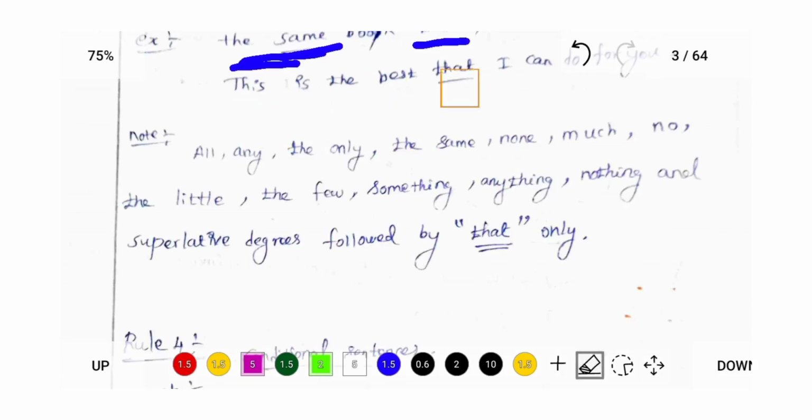And some words: all, any, the only, the same, none, much, no, the little, the few, something, anything, nothing, and superlative degrees are followed by that only. These words all are followed by the word that.